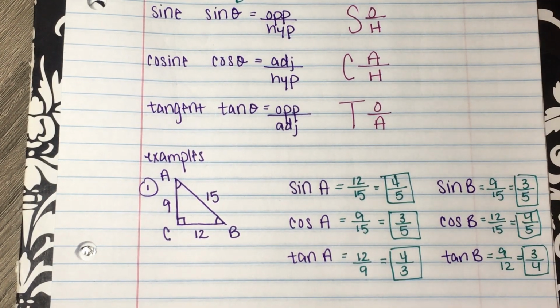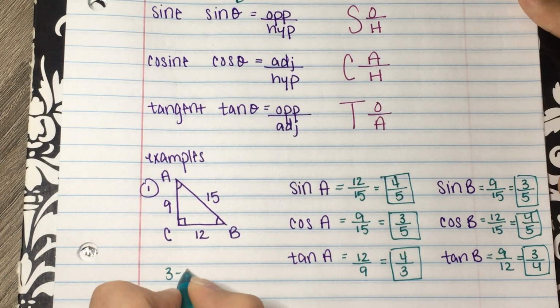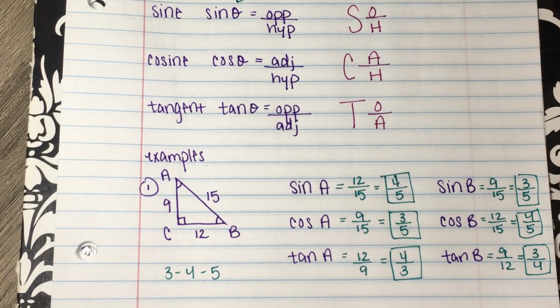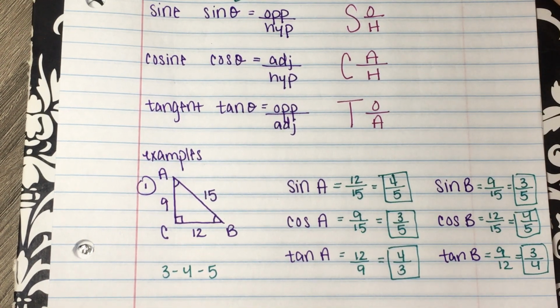Now, you may have noticed that this is our 3, 4, 5 triangle, which is a Pythagorean triple, but there are our answers. All right, moving on, just 2 more to go. Here is number 2.